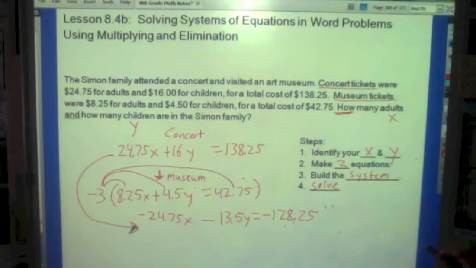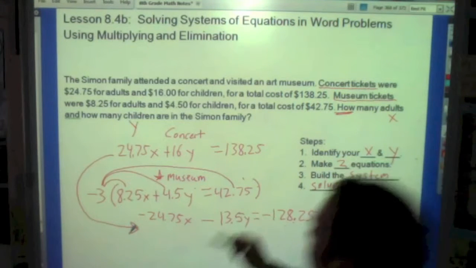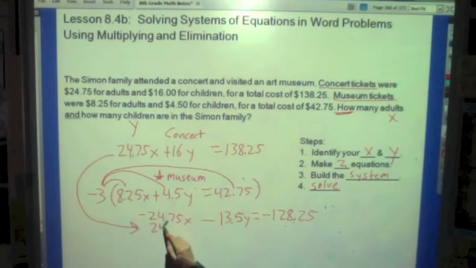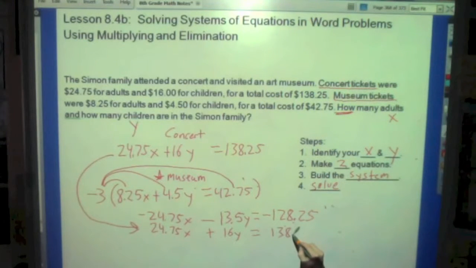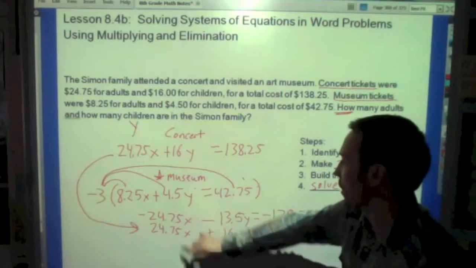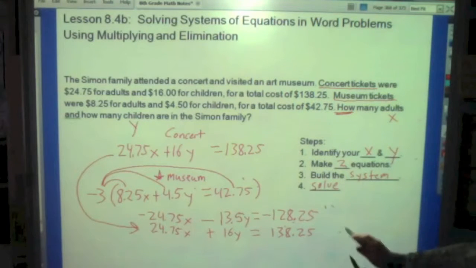So if I stack this, I'm going to write this down on the bottom. 24.75x plus 16y equals $138.25. All right, I just stacked it up. I have everything lined up. The x's are lined up, the y's, the numbers are lined up. Now we can just add them together.